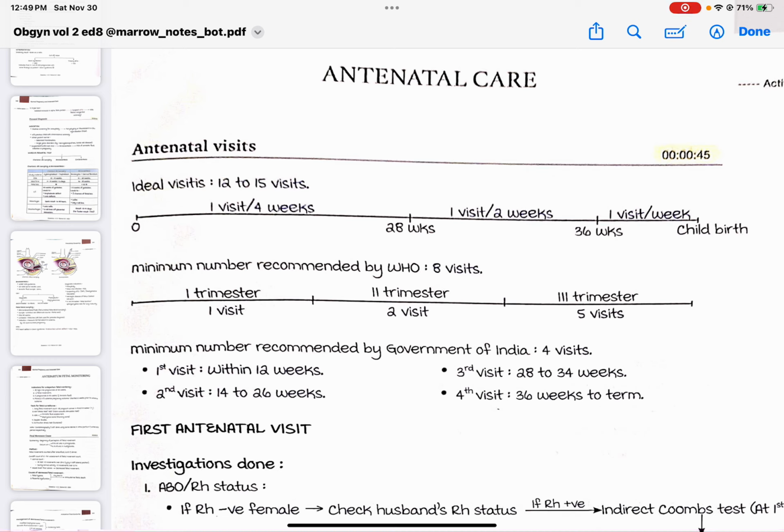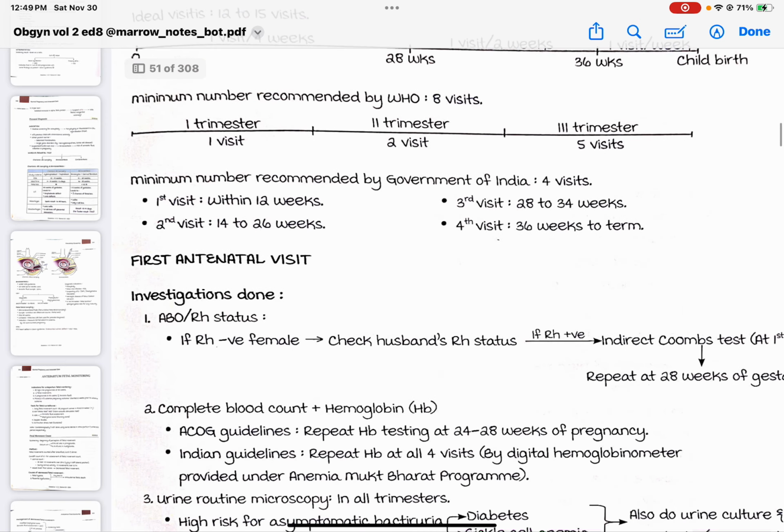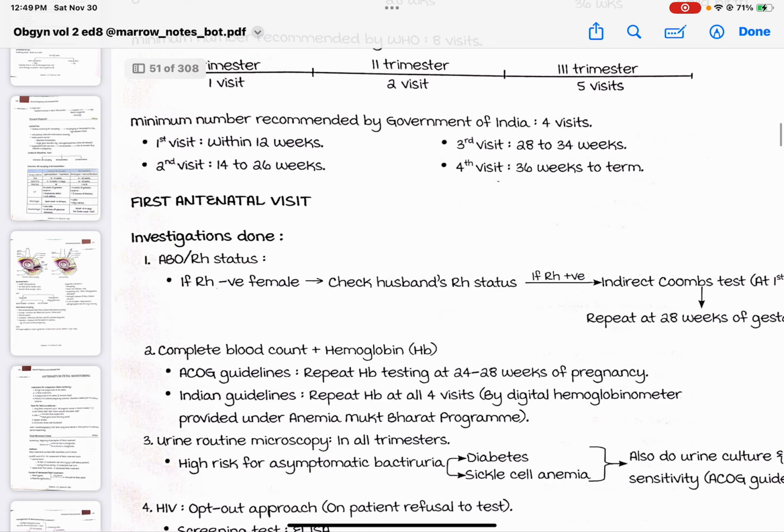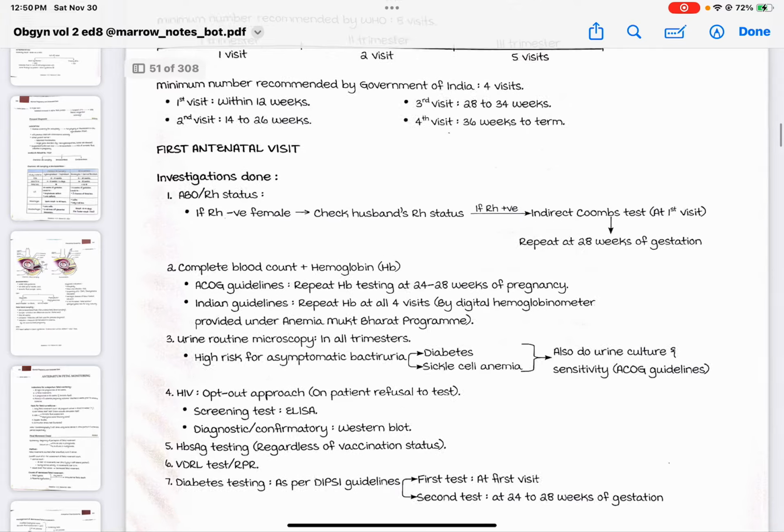Minimum number recommended by WHO is 8 visits: first visit in the first trimester, 2 visits in the second trimester, and 5 visits in the third trimester. Minimum number recommended by Government of India is 4 visits. First visit within the first 3 months, second visit 14 to 26 weeks, third visit 28 to 34 weeks, and fourth visit 36 weeks to birth.